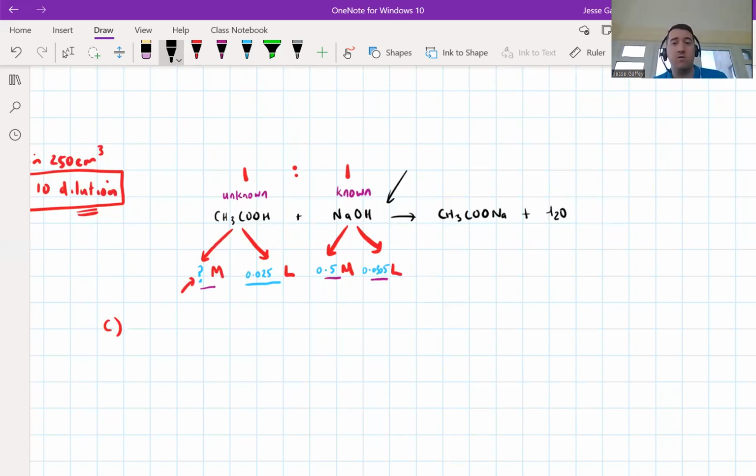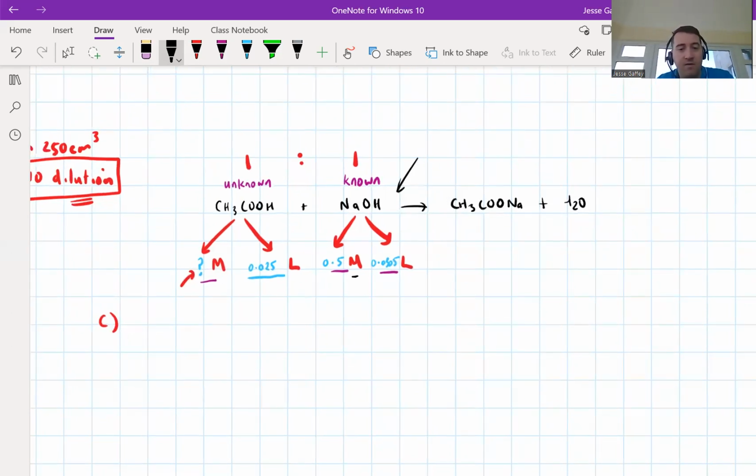How many moles did we use? That's what we want to find out. So we need to go from moles per liter to moles. Okay, so let's do that. We've got 0.5 molar, which is 0.5 moles per liter. So I'm going to write that down.